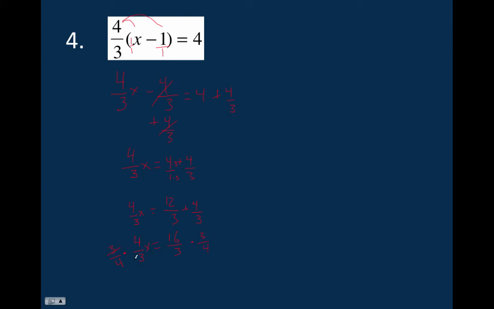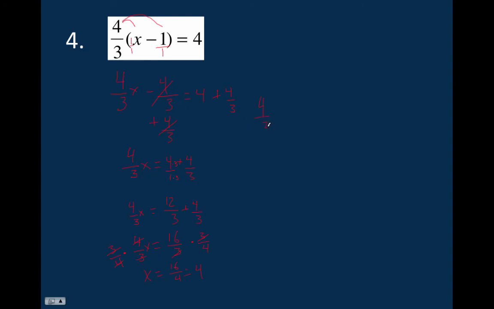The 3's are going to cancel. 4's cancel. We're left with x equal, well, on this side the 3's cancel. So we have 16/4, which is 4. So we think our solution is 4. Now all we got to do is check the answer. Let's go back up, plug it in.